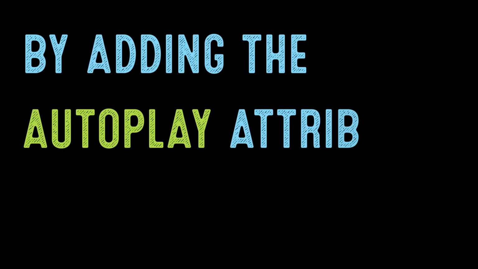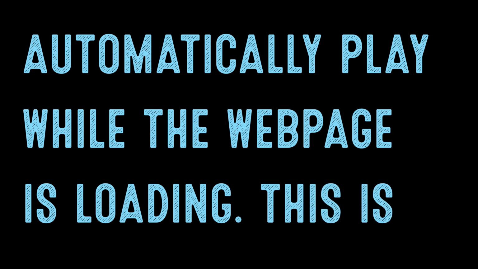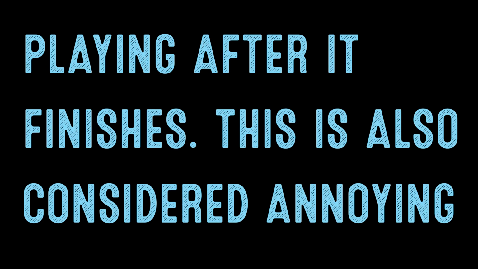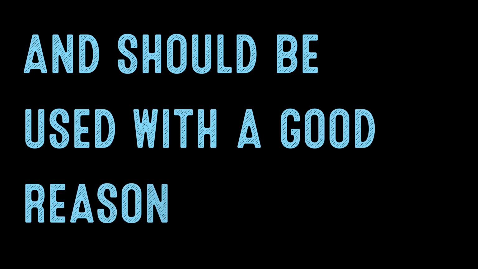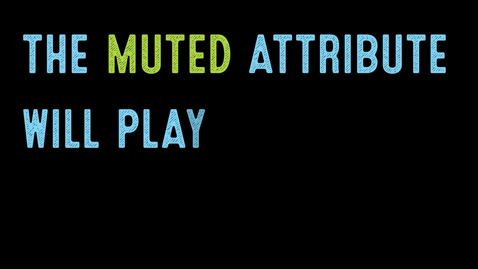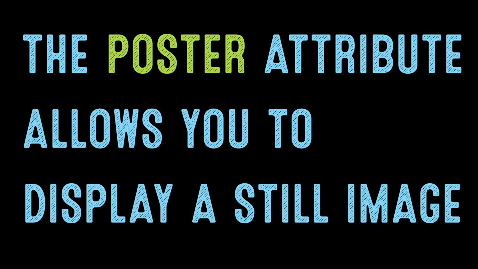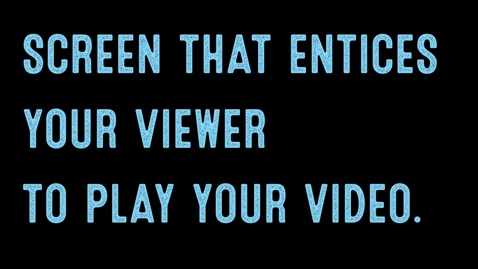By adding the autoplay attribute, the video will automatically play while the web page is loading. This is discouraged because most users find it annoying. With the loop attribute, your video will restart playing after it finishes. This is also considered annoying and should be used with a good reason in mind. The mute attribute will play with sound off by default. The poster attribute allows you to display a still image prior to the video being played. This is a splash screen that entices your viewer to play your video.